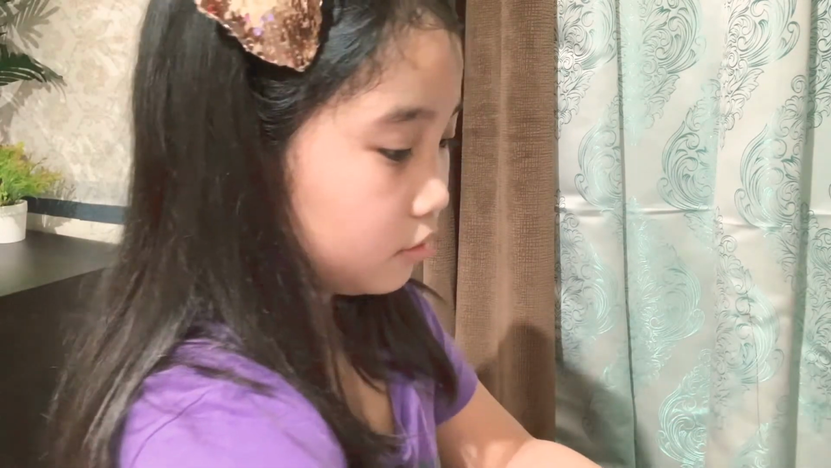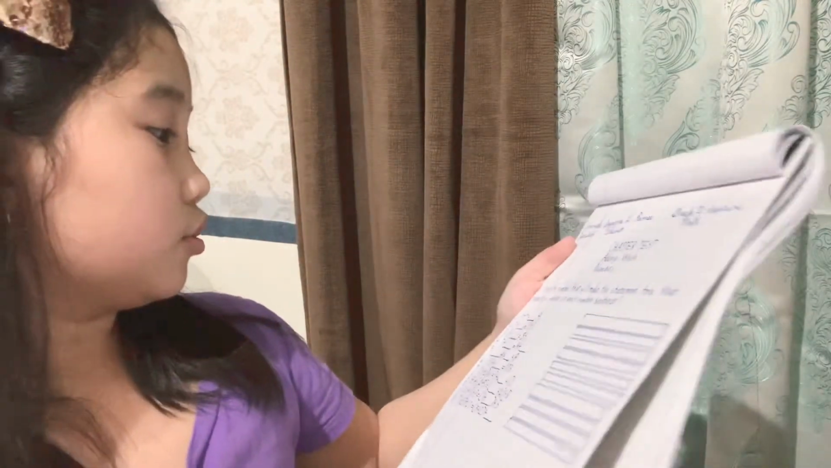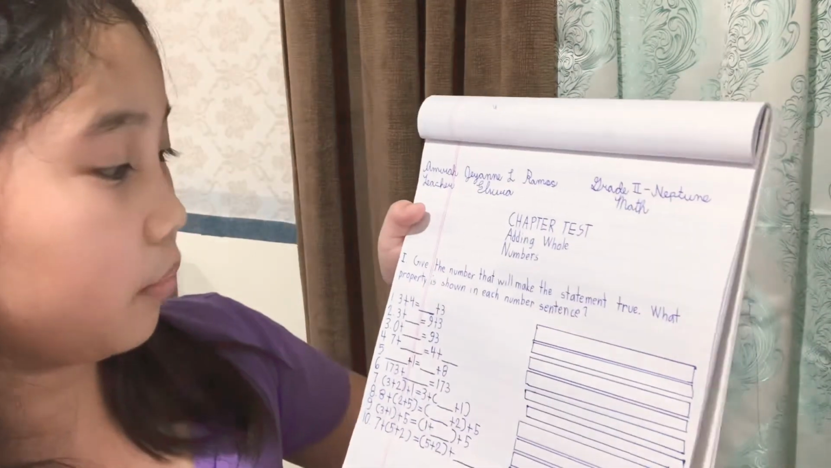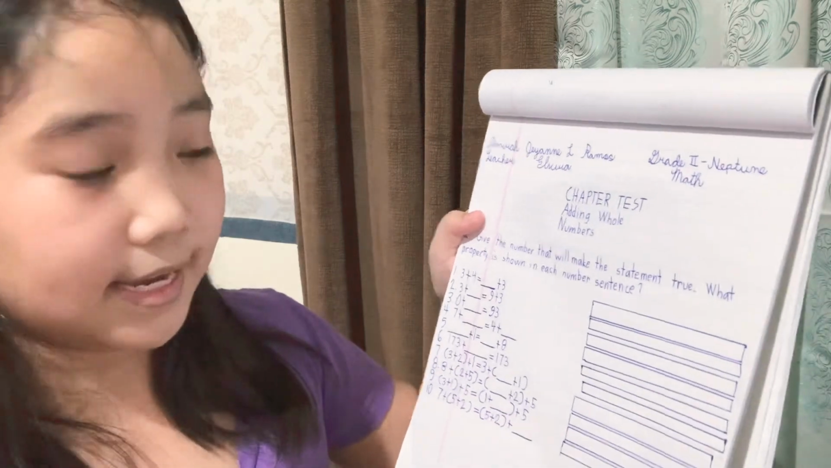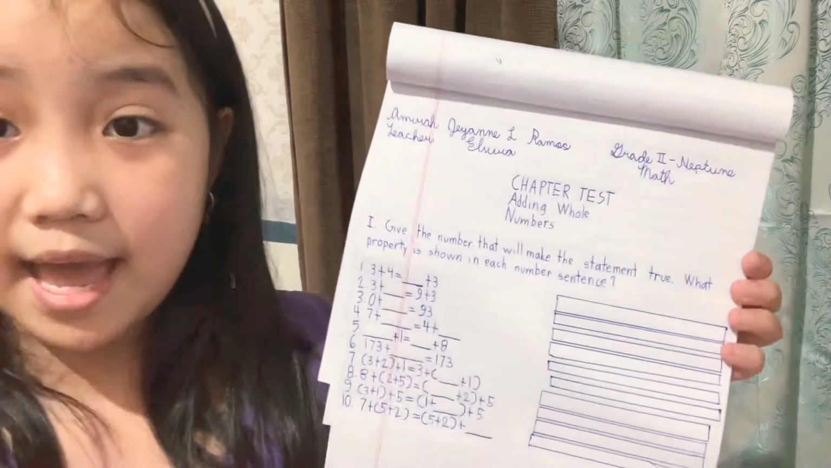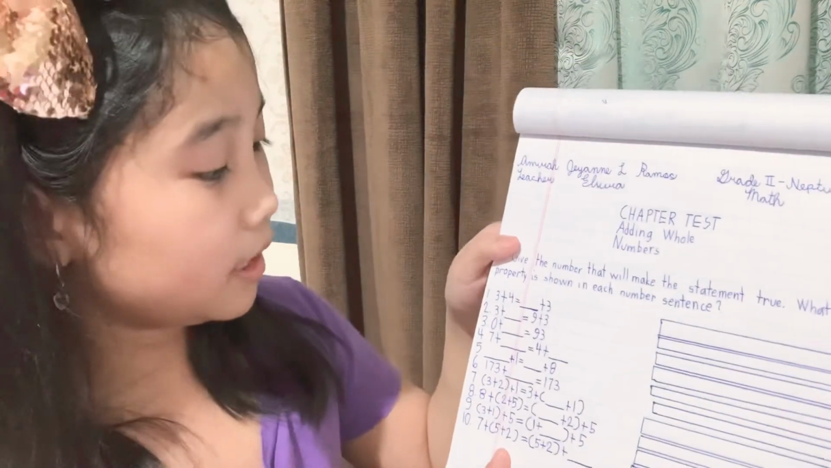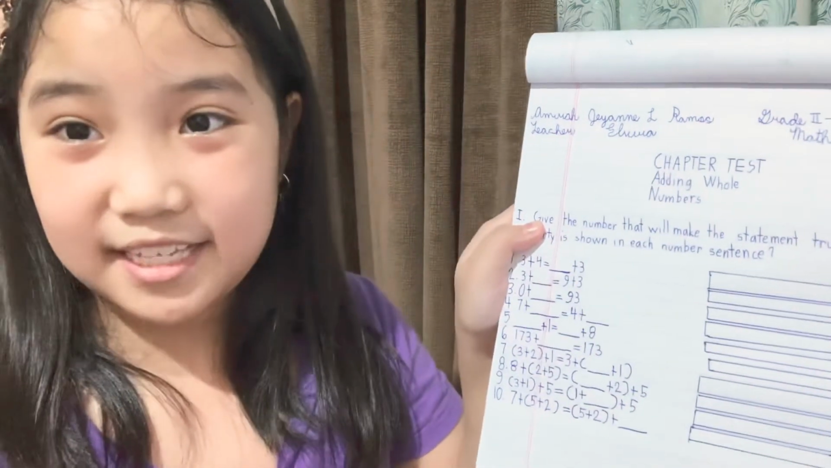So now, let's try to answer my seat work, chapter 1. So, the direction is give the number that will make the statement true. What property is shown in each number sentence? So, let's answer number 1. 3 plus 4 equals blank plus 3. What do you think is it?